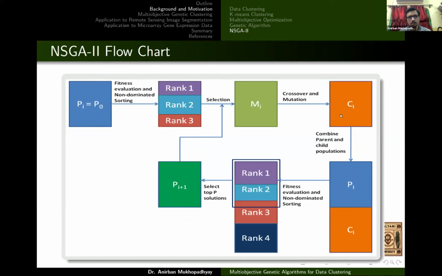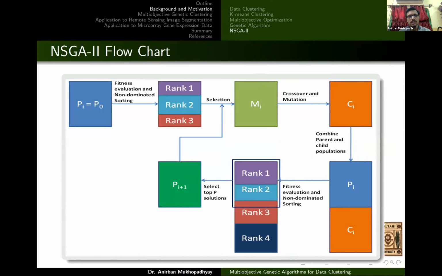Then, for the elitism purpose, we combine the parent population and the child population into one single population, and again perform the non-dominated sorting on the combined solutions. This is the elitism part, and from the combined solutions we pick the top few solutions for the next generation. This is the loop of the multi-objective NSGA-II algorithm. It goes on, and finally we get a set of Pareto optimal, or at least near Pareto optimal, solutions. The final output will be the rank 1 solutions in the final generation.